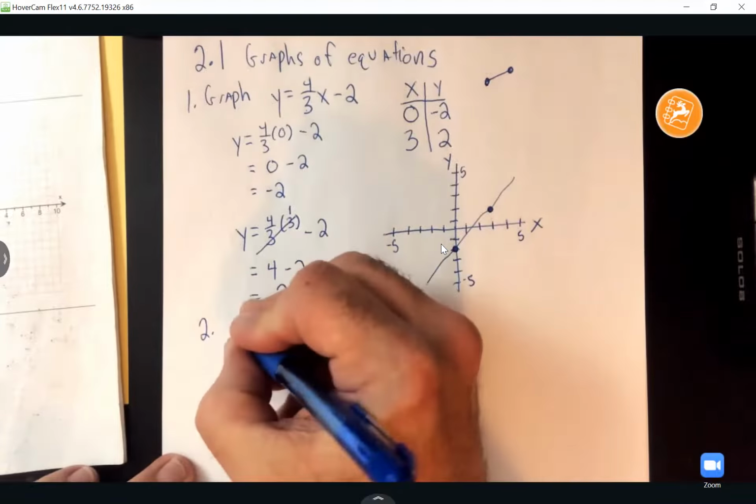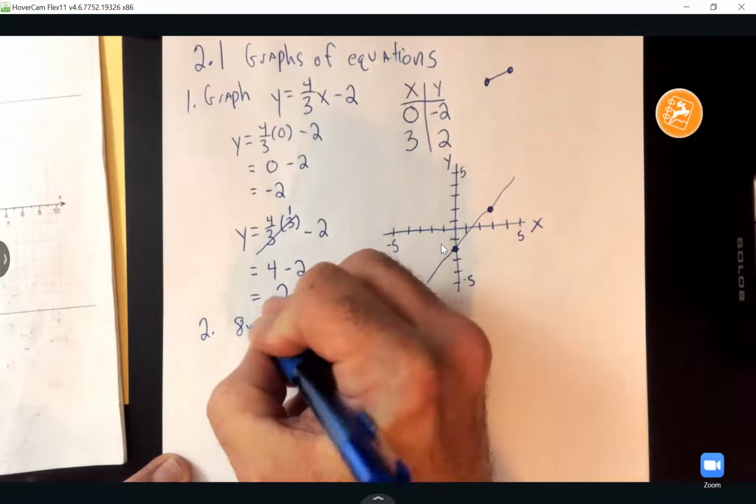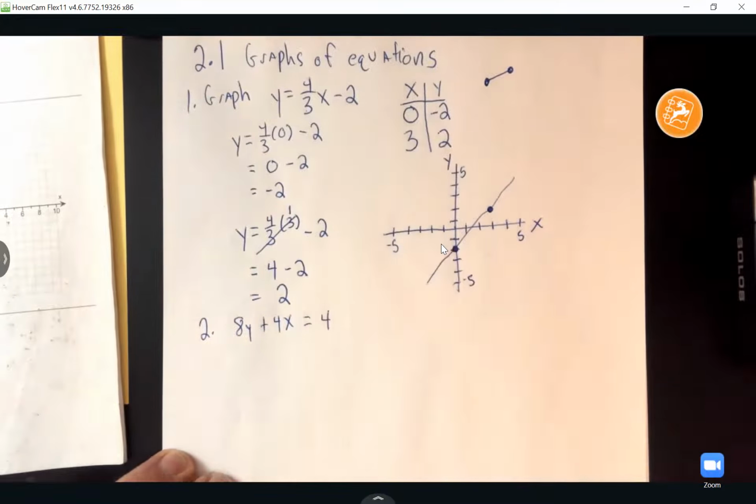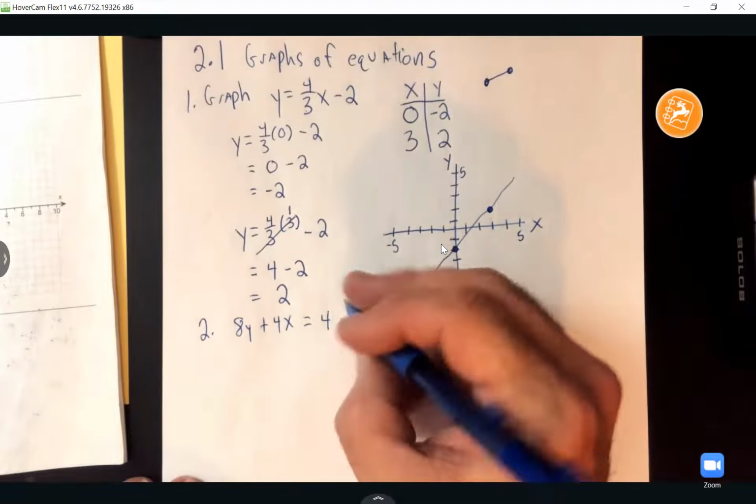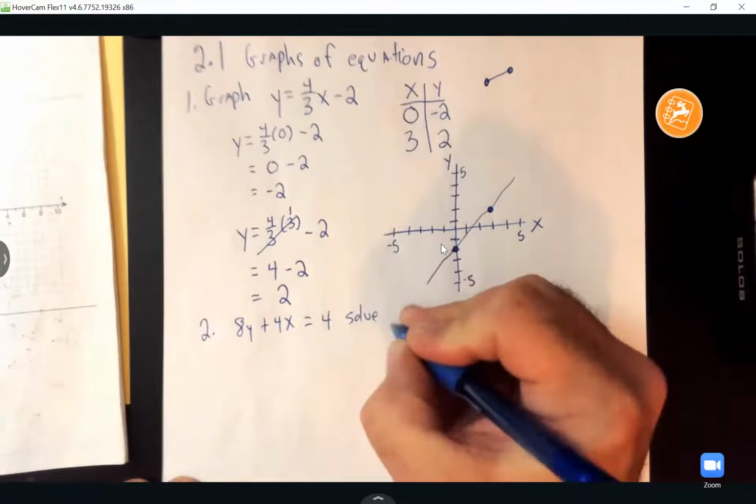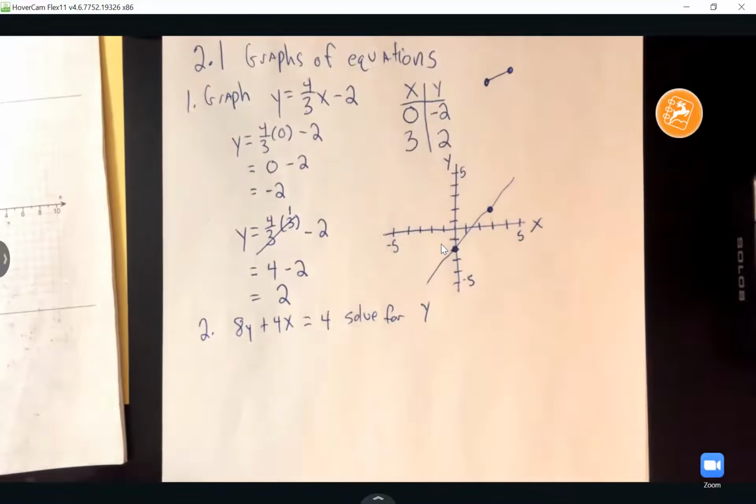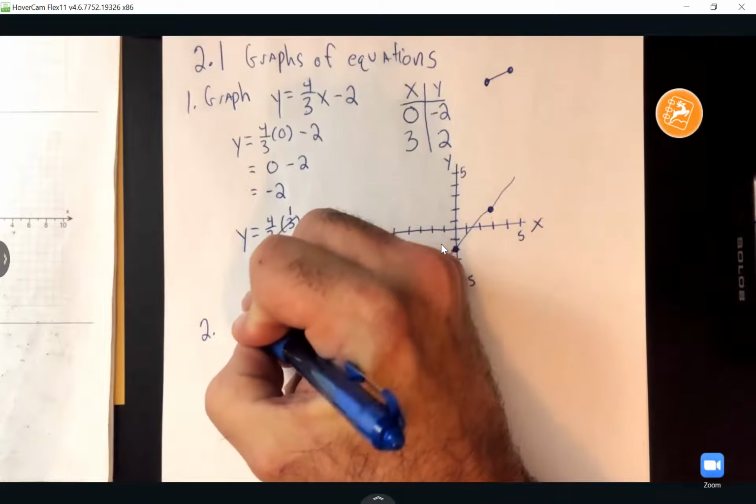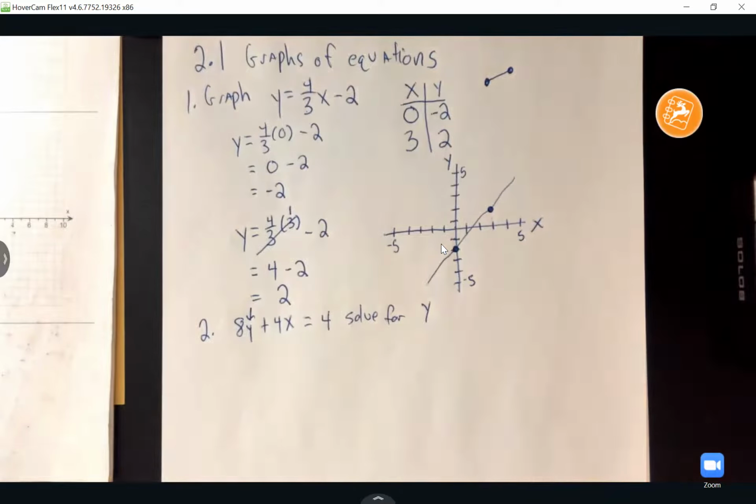All right, so for number 2 here, they got 8y plus 4x equals 4. So y'all, the thing I would do for this one, I would solve this for the Y. Once you solve it for the Y, you can put it in the calculator to find points or make a table, okay? So we're solving this for that Y right there.